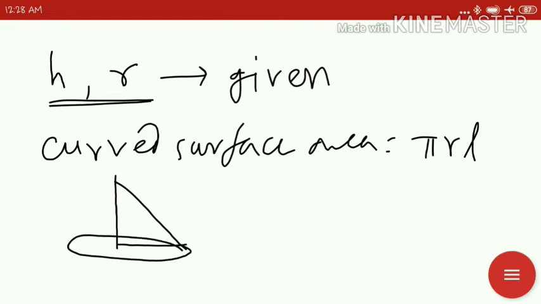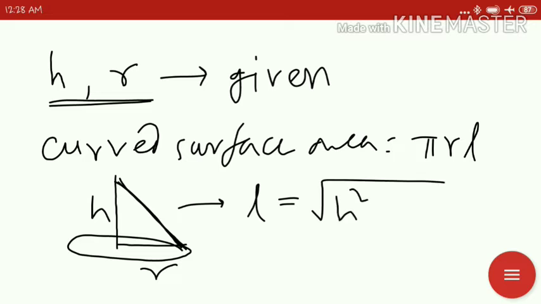So you can easily take out that this one is the r, that one is the h. So now by using the Pythagoras theorem, you will easily find out the slant height l. So the formula will be l equals root over of h square plus r square. That is the formula to find out the l.